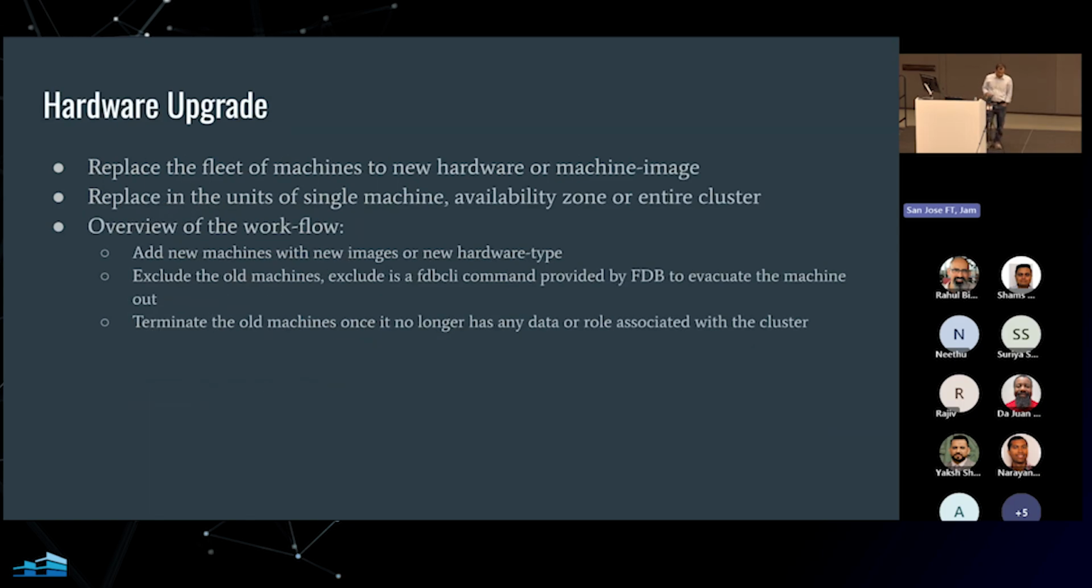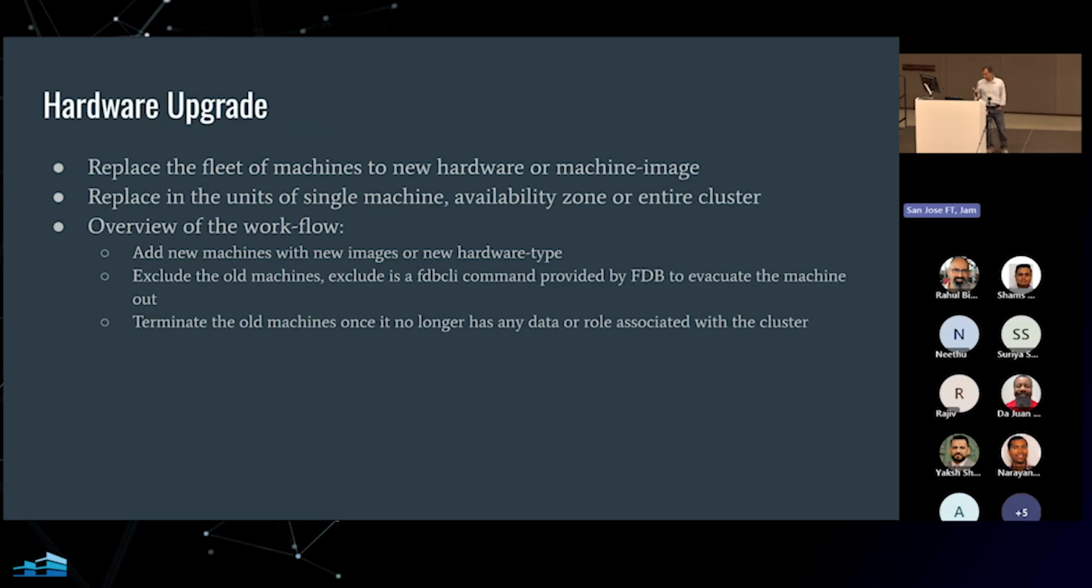The other operation that we commonly do is replacing the fleet of machines, something called a hardware upgrade. Here, the workflow is: you provision a new set of machines that you want to add to the cluster with the new machine type, and you do a process called exclude, which essentially evacuates all the data associated with the cluster and the roles that were on the old machines, and eventually terminate those machines, and then the new machines will form the cluster.